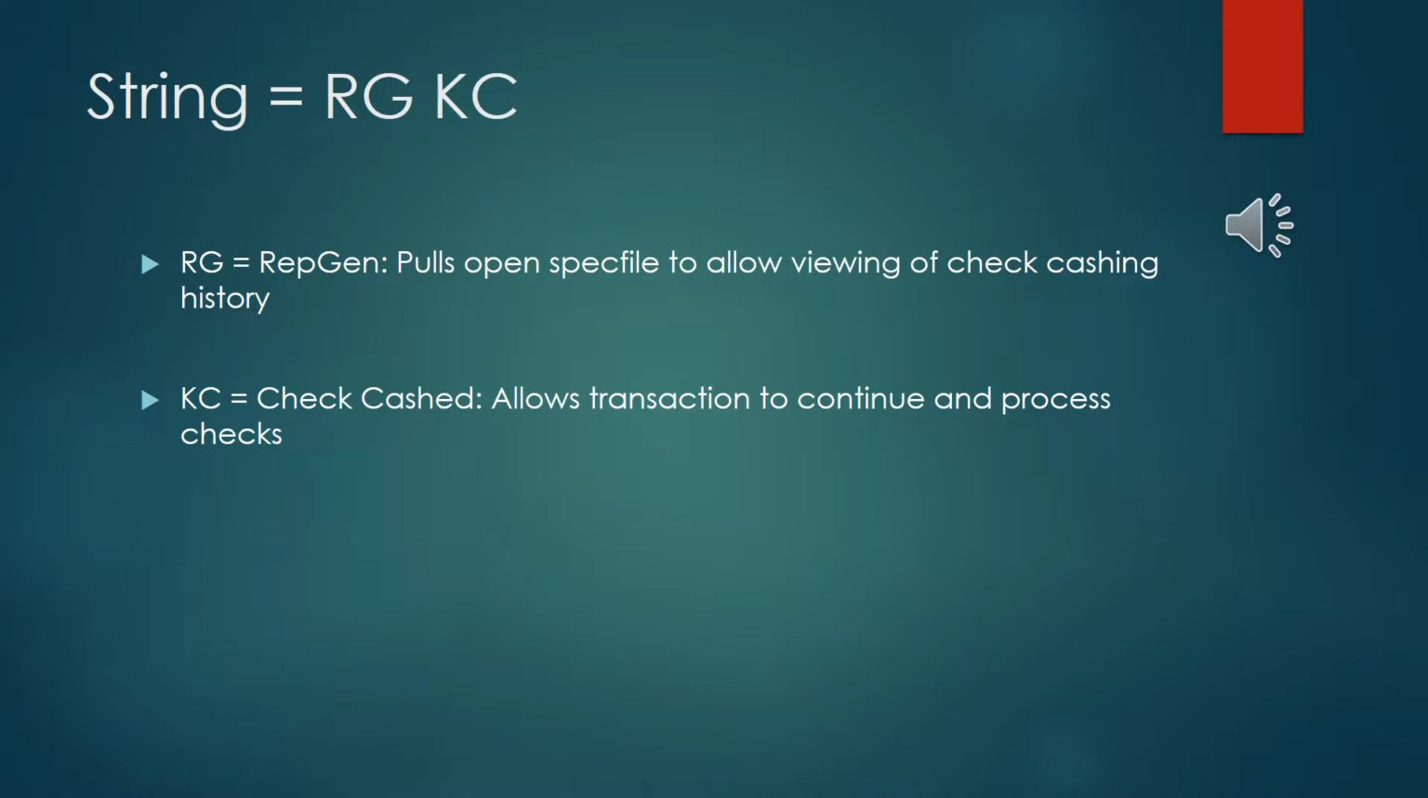So we start the procedure. It's just the RGKC string that you guys are all familiar with. The RG stands for RepGen. It's more of an IT term that we use. Basically, it just pulls open a spec file to allow viewing of check cashing history. The KC obviously is the check cash part of the string, and it'll allow you to continue and process checks through your scanner.